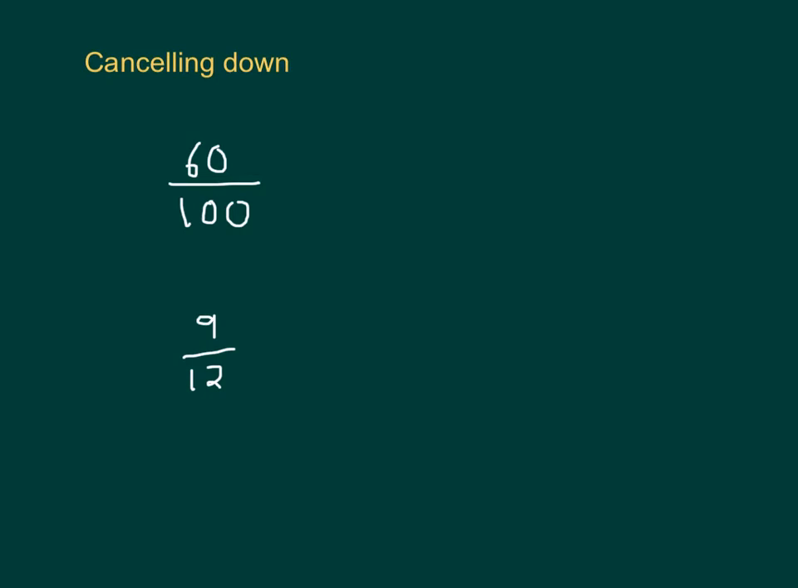Now, in the same way that we can multiply fractions to make them bigger, we can also divide the top and the bottom by the same number to cancel them down, to make them smaller, to give them in their simplest form. I want to see if you can change these 2 fractions to make the numerator and the denominator smaller, but keep the fraction equivalent. Have a think about the number that the top and the bottom both divide into.